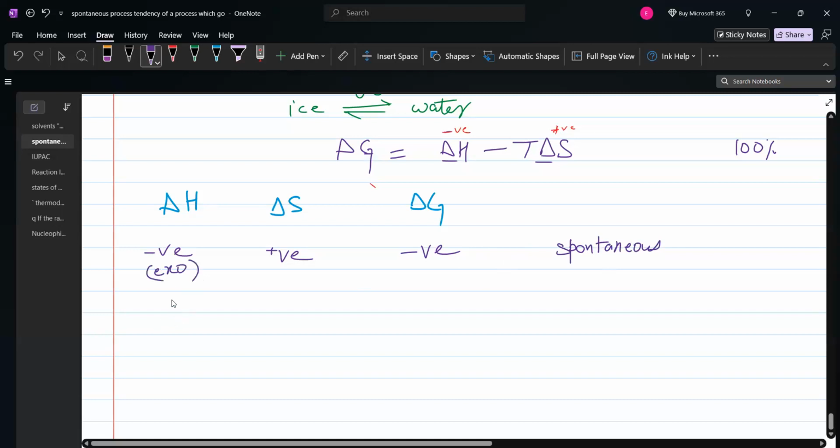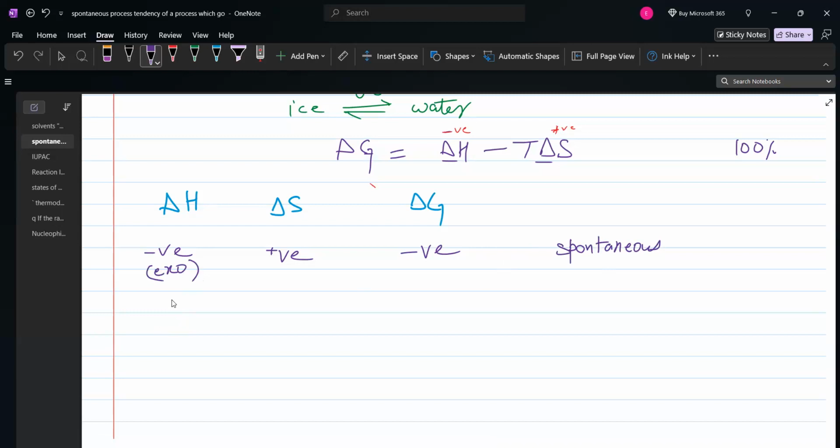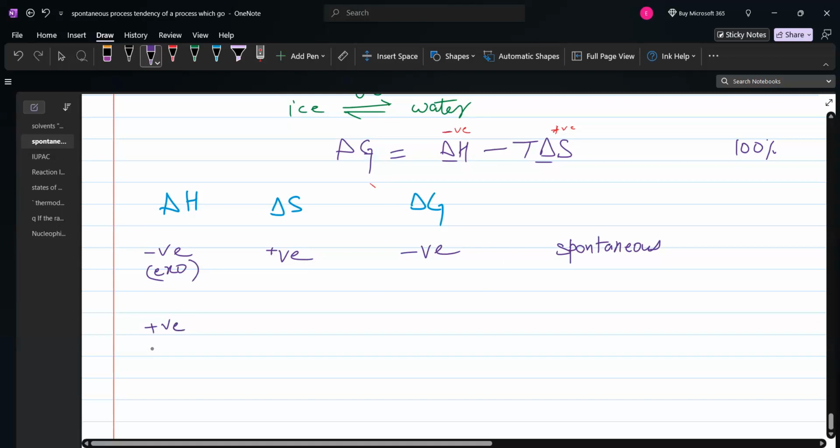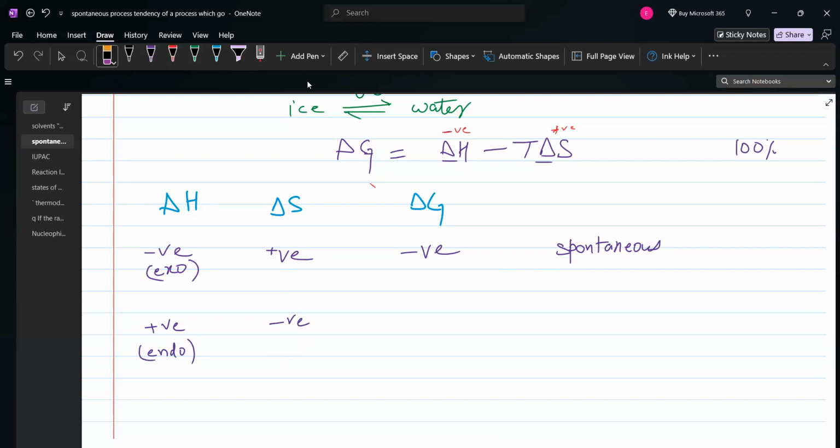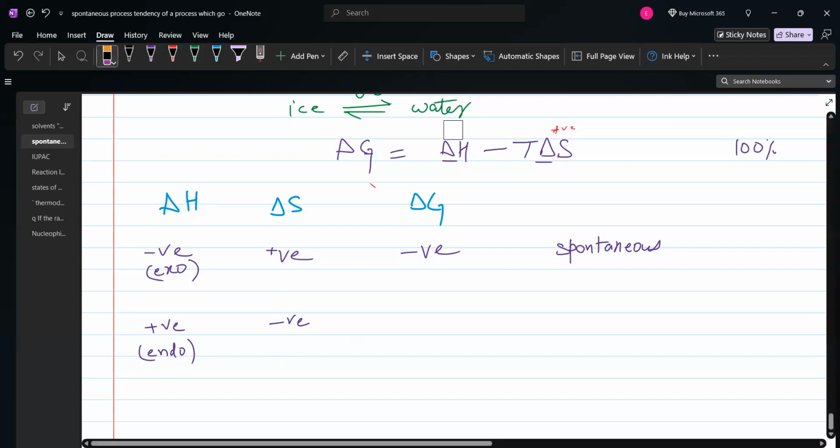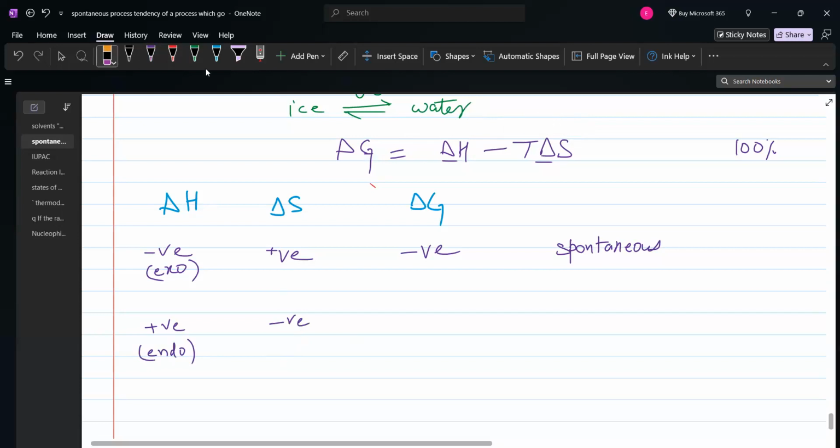Let's move to the second case where this delta H will be positive, means this will be endothermic. This is a non-favorable condition, and take this delta S as negative. Delta S as negative, so this is also a non-favorable condition. So let's put this in this equation, and let's check what will happen.